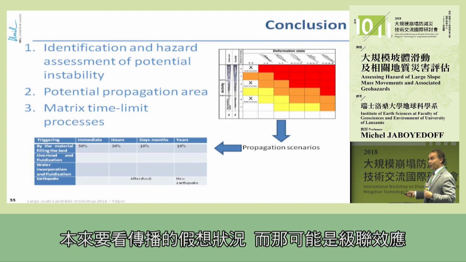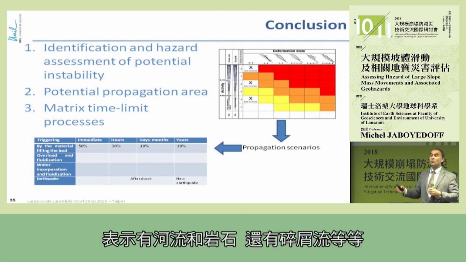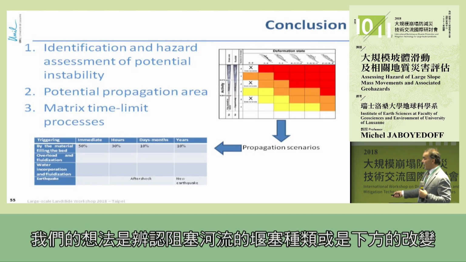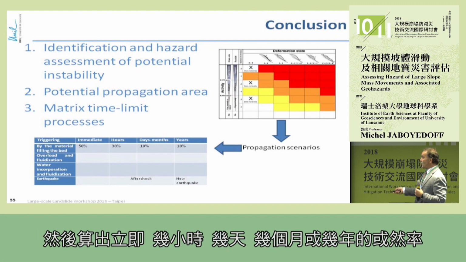It was to look at the propagation scenarios. And then the propagation scenario can be a cascade effect. It means that you have a rock avalanche, and then you have the river, and then you have a debris flow, and so on. And then the idea is to identify which type of blockage or dam of the river or change in the lower part, and then you give a probability to immediate hours, days, and months or years.